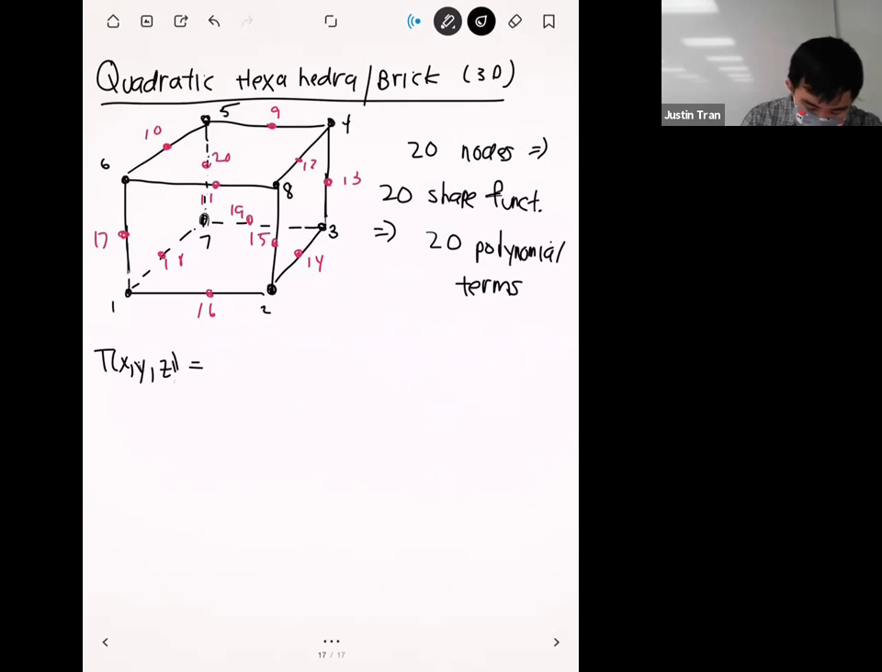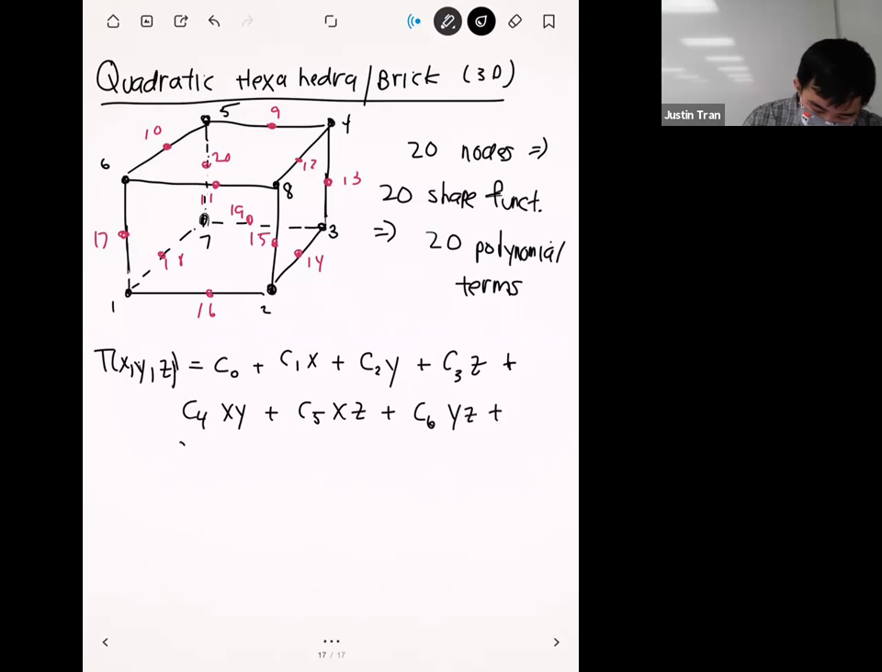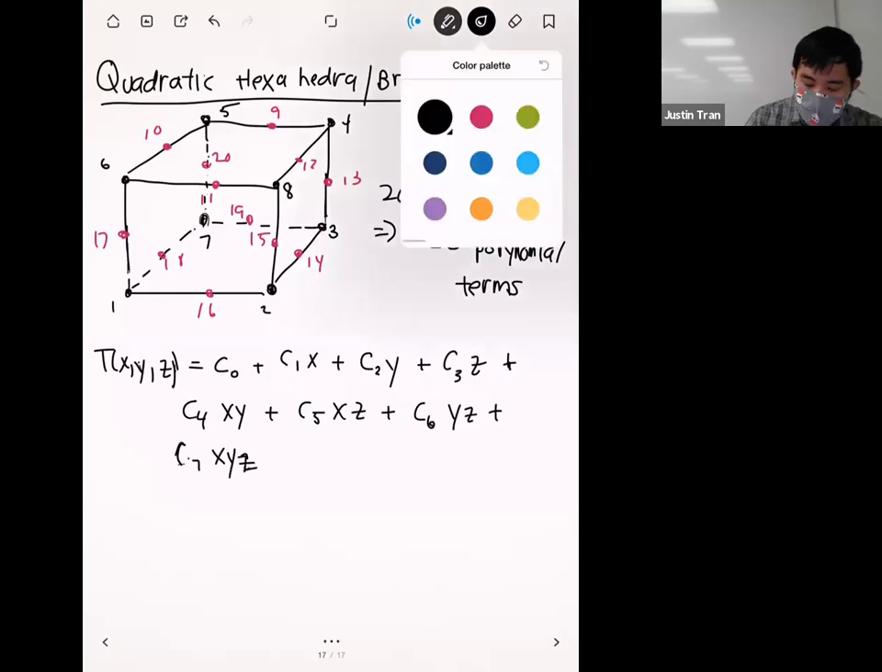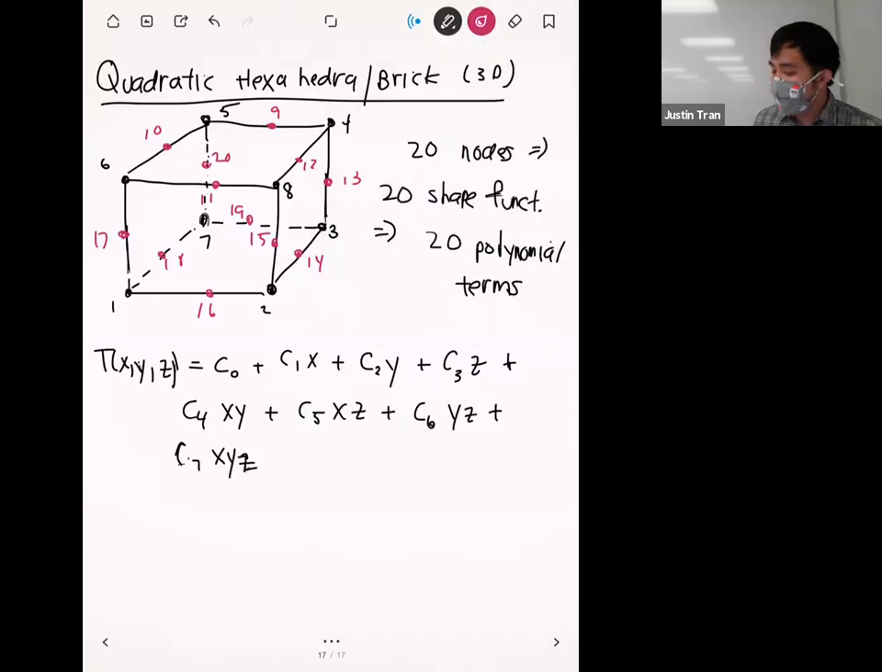All right, so let's start. Okay, so we have all of our linear terms first. We have C0 plus C1x plus C2y plus C3z plus C4xy plus C5xz plus C6yz plus C7xyz. Okay? And so those are all the linear terms that we inherited from the linear hexahedra. Okay. And now we're going to add all of the quadratic terms.